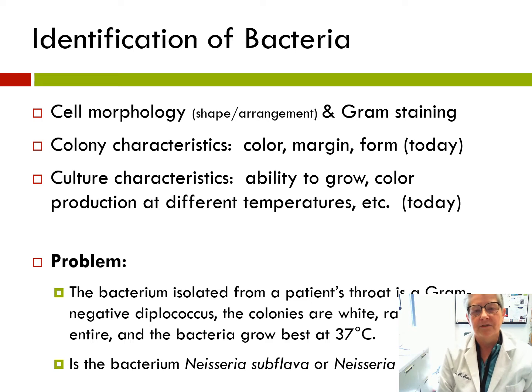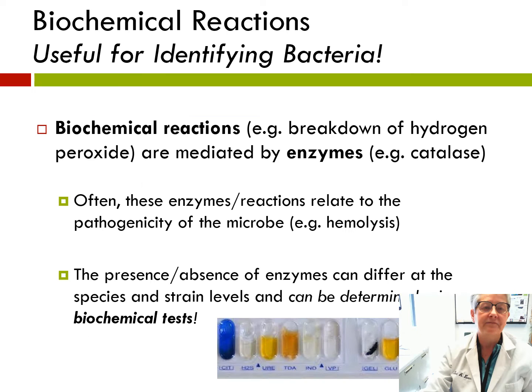But that's not enough to help us identify a bacteria. So if we've isolated some bacteria from a patient's throat and we found it to be a gram-negative Diplococcus, the colonies are white, raised, entire, and they grow best at 37 degrees. But is the bacterium Neisseria subflava or Neisseria meningitidis? Neisseria subflava is a common flora in humans. It does not cause disease, at least not normally. However, Neisseria meningitidis causes the illness meningitis, which can be very serious and in fact can be fatal. So we'd want to know which bacteria we're looking at.